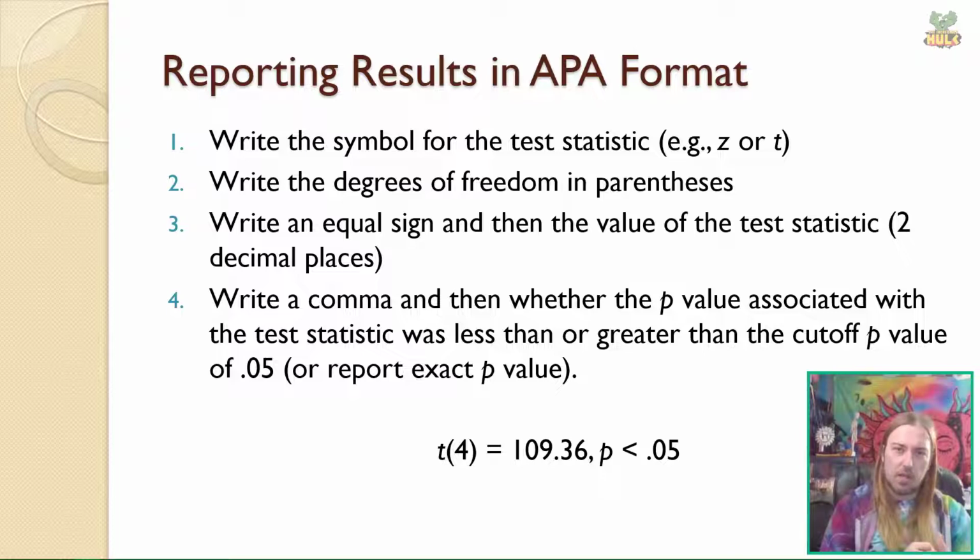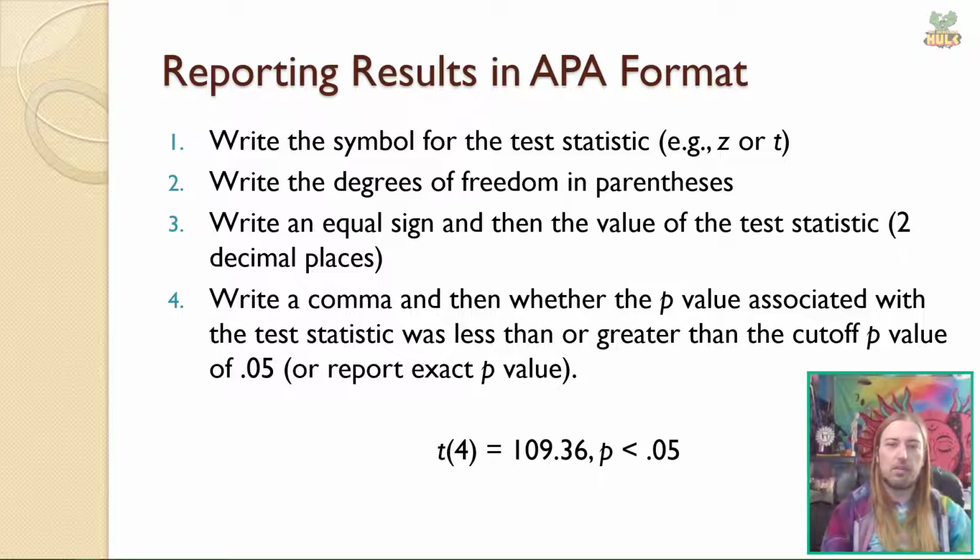Write the symbol for the test statistic, always italicized, always lowercase. Write the degrees of freedom in parentheses. If it's a z, you just write n. Write an equal sign, then the value of the test statistic, always rounded to 2 decimal places, almost always the absolute value. Write a comma, and then whether the p-value associated with the test statistic was less than or greater than the cutoff p-value, right?